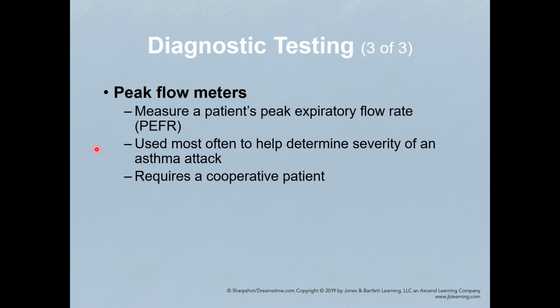All right, peak flow meters. Peak flow meters are used in the pulmonary function test to measure the patient's peak expiratory flow rate, also known as the PFR. PFR is a measurement of how fast a person can exhale air. Remember, in a bunch of your obstructive pulmonary diseases, the problem is getting air out. These tests most often are used to help determine the severity of an asthma attack.